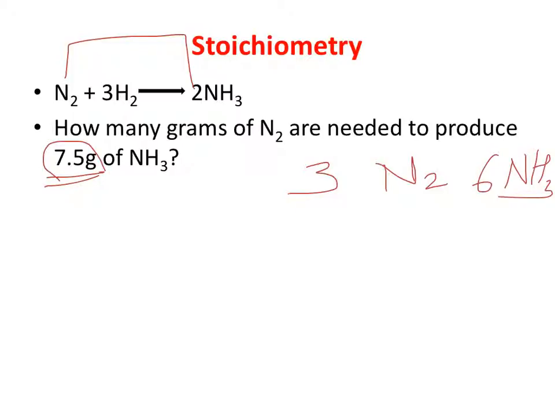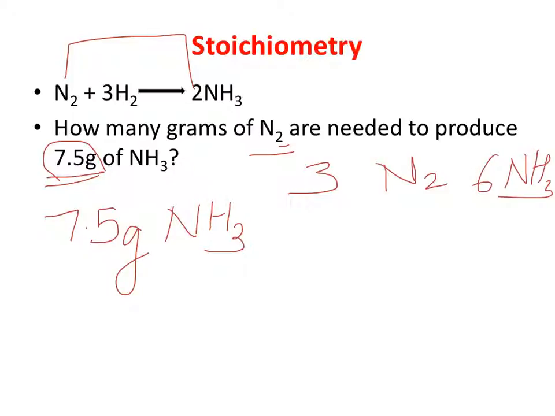So what you have to do is use this grams of ammonia. Our question is, how many grams of nitrogen will react to produce 7.5 grams of ammonia? So if your requirement was to produce 7.5 grams of ammonia, how many grams of nitrogen would you use?